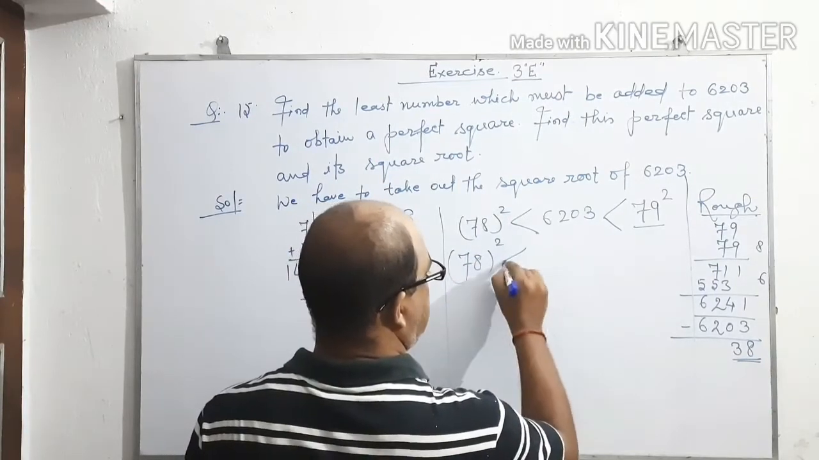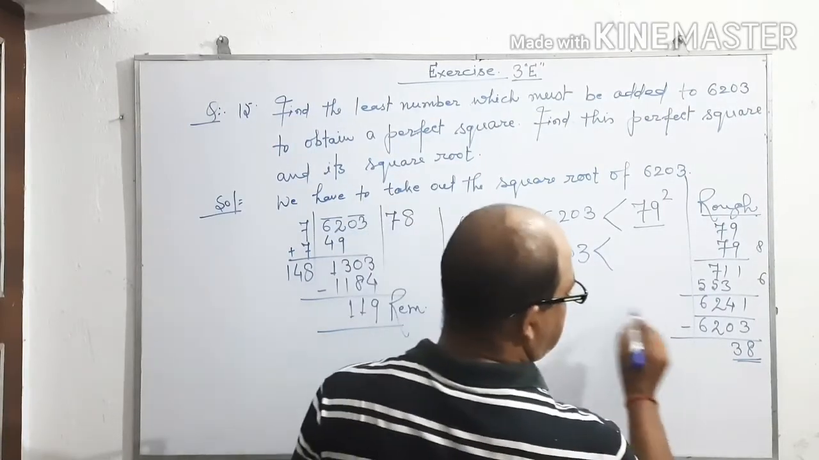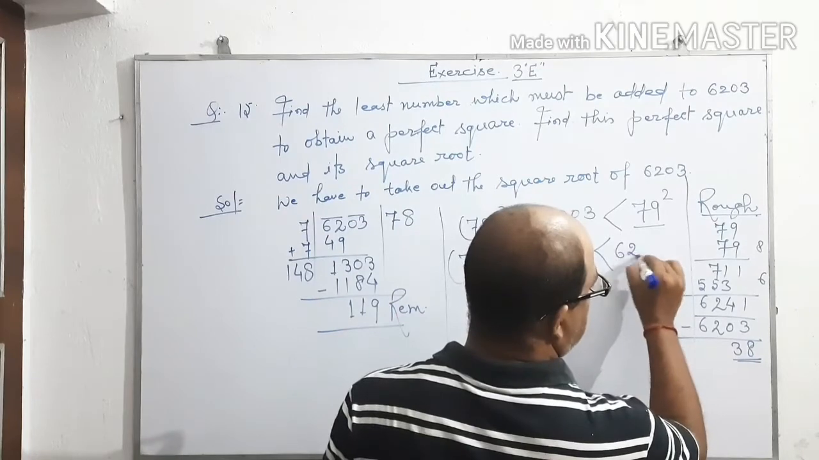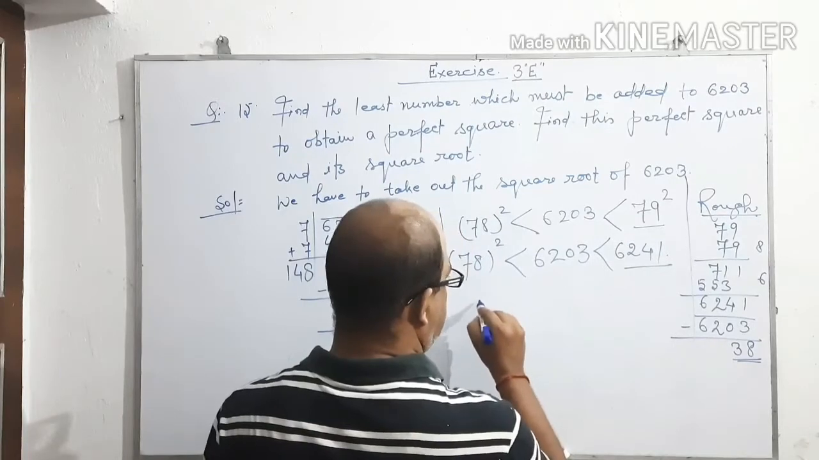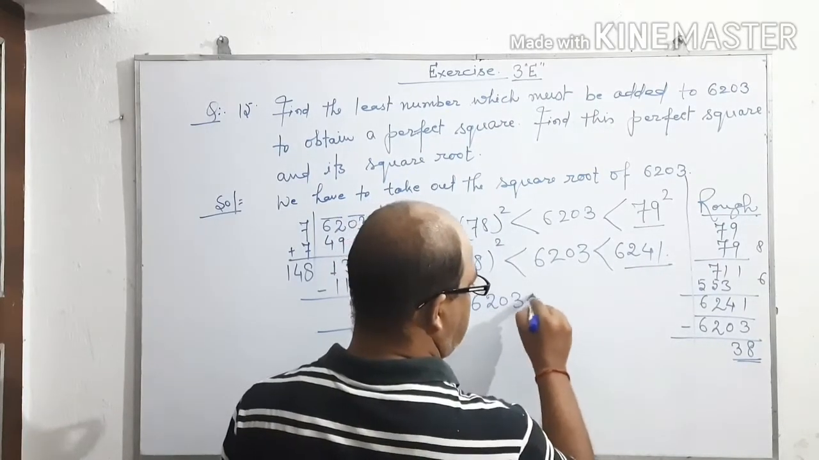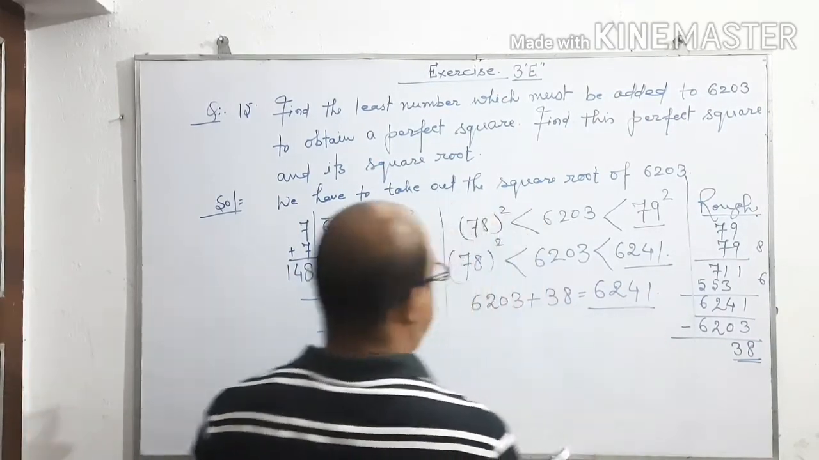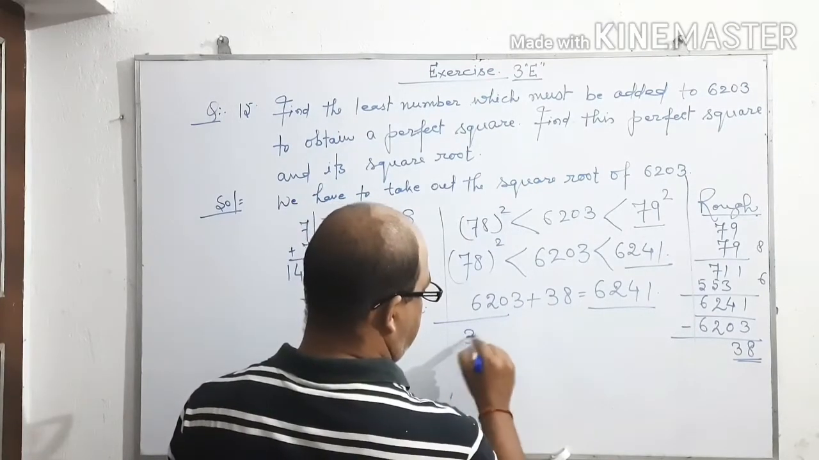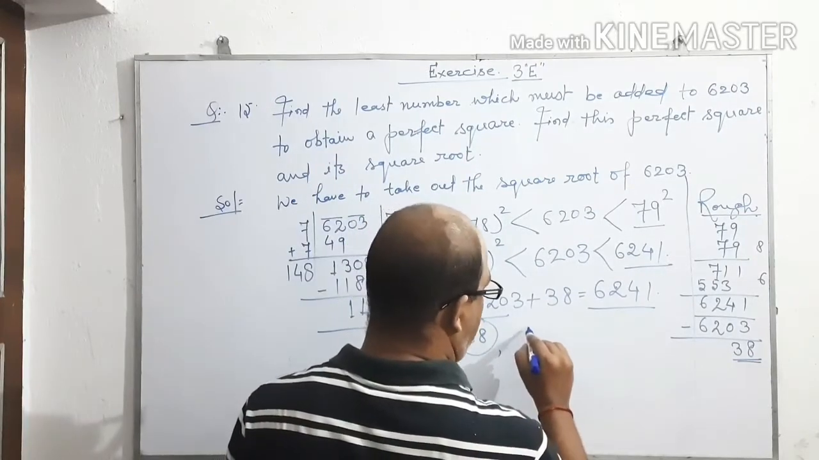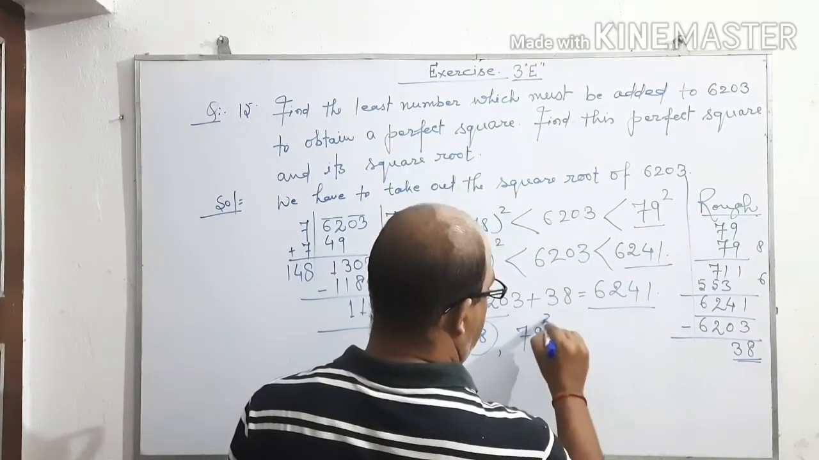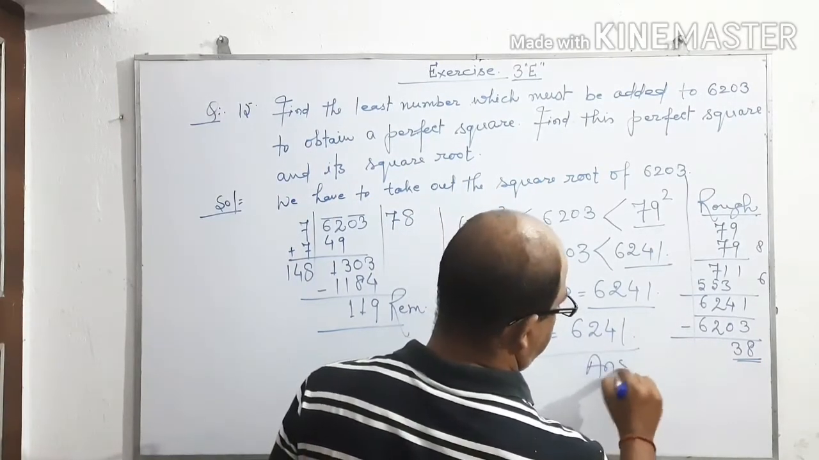The square is greater than 6203 and this one is smaller than 6241. So what do we have to add here? 38. If 6203 is added to 38, it becomes 6241. So the answer is, first we have to add 38 to 6203. It becomes the perfect square of 79, which is 6241. So this is the answer to this question.